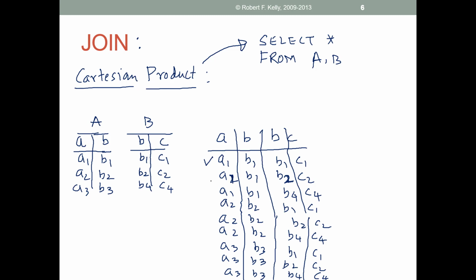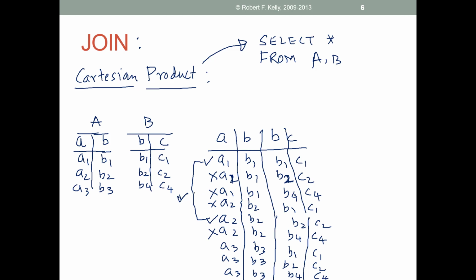This I should not, because b1 is not equal to b2. Similarly, this is not meaningful to me. This is meaningful because these two match: the b2 values in table a and b are matching. I don't need this one because b2 is not equal to b4. Similarly, I should only get these two tuples in my result when I combine the two tables.